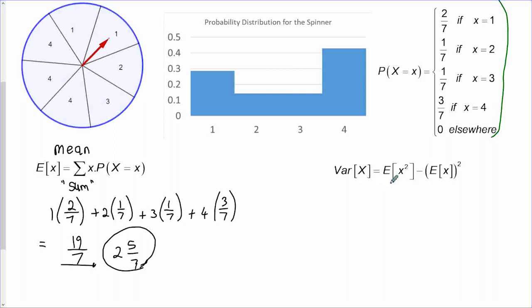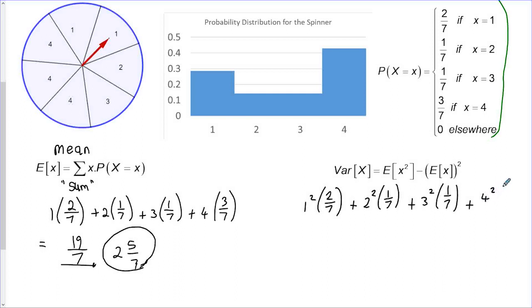The next thing we need to do is work out the variance of this distribution. It involves the same formula, and this formula is given. We work out the expected value of x squared. In other words, we take our x values and square them. So instead of multiplying 1 by 2/7, we multiply 1 squared by 2/7. We obviously get the same result. Instead of multiplying 2, we multiply 2 squared by a 7th. Instead of multiplying 3, we multiply 3 squared by a 7th, and instead of multiplying 4, we multiply 4 squared by 3/7. And that's this piece over here, the E of x squared.